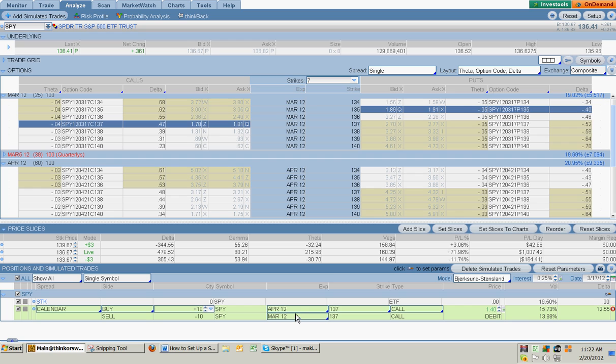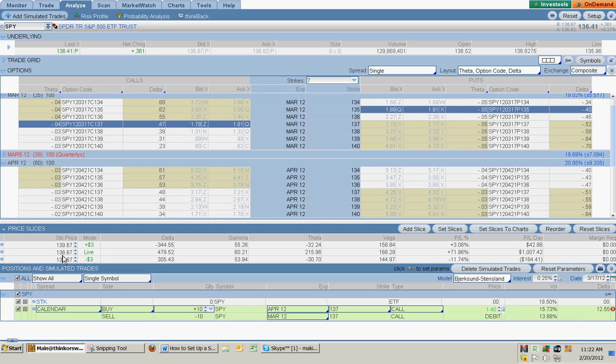we make our money because the March options go down at a faster rate than the April ones. In fact, with the March at the 137 strike, if the price is the same today as it is then, these March options will expire worthless, and we will still have our April options left. That would be our profit. This little box here explains what the profit is with this calendar spread at the various possible prices.